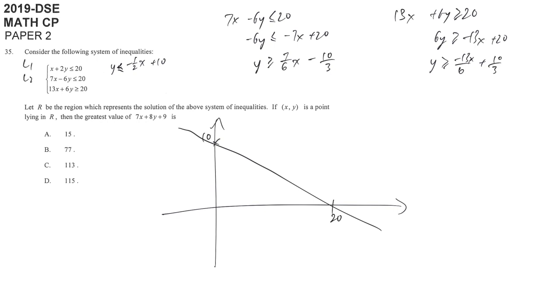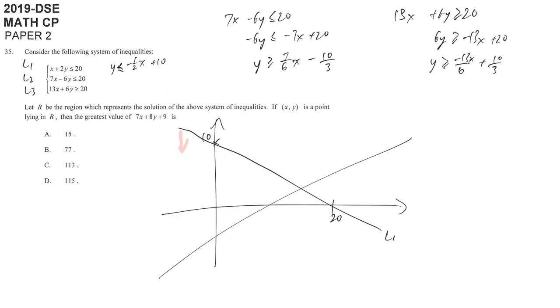So L1, L2, L3. And then we are talking about y smaller than that. So we are talking about the downward region, this region. And then another constraint is y is larger than this one, negative 10 over 3 is here.